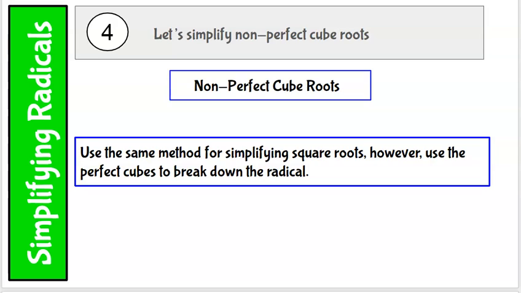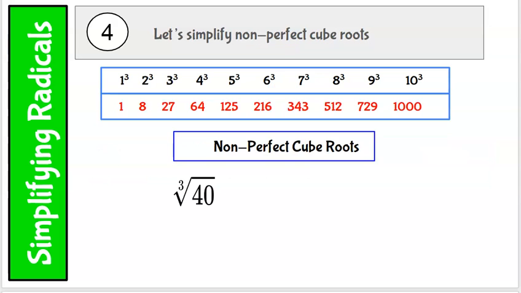Now, what happens if we have non-perfect cube roots? Well, we're going to follow the same rule as we did with simplifying the square roots, those 3 rules. So we're going to look, first of all, to see if we have a number that is divisible by a perfect cube.